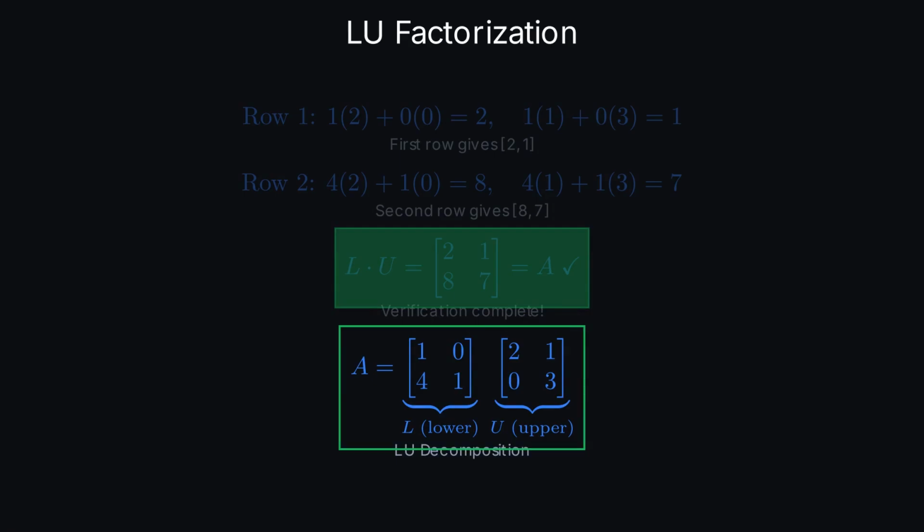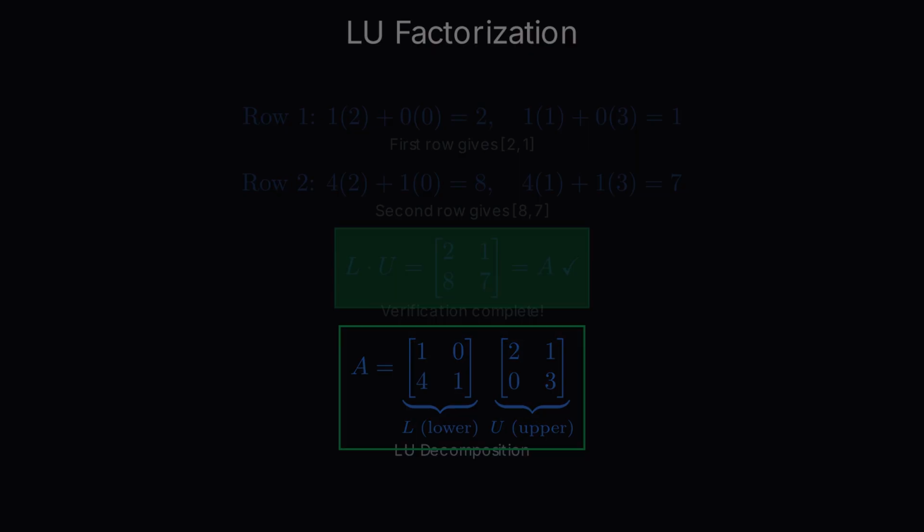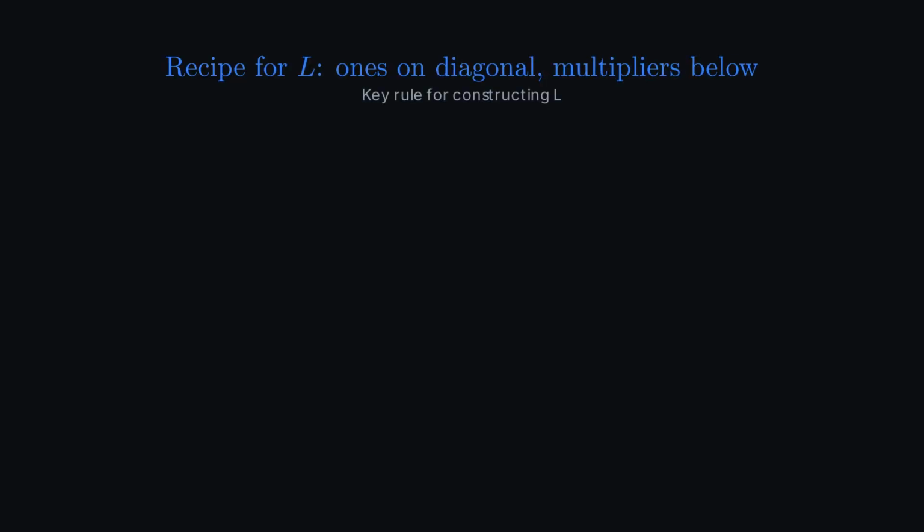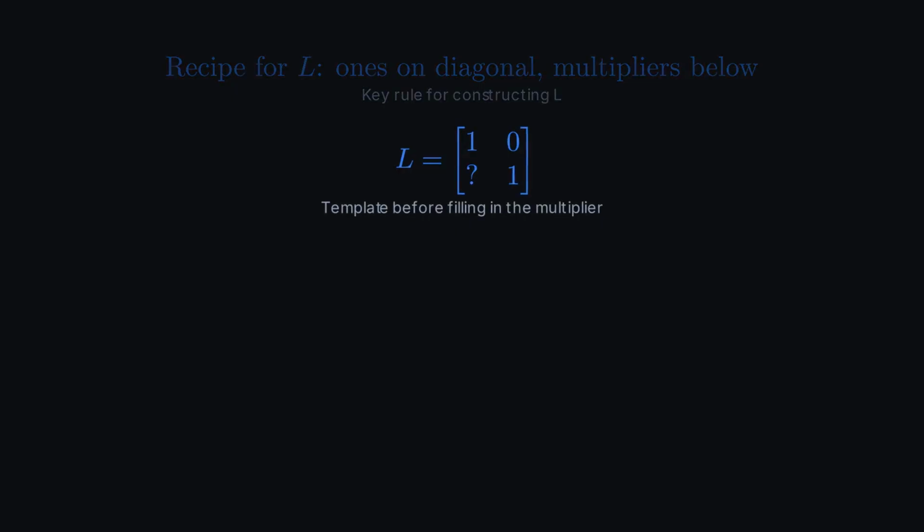L is lower triangular with ones on the diagonal and the multipliers below. U is upper triangular with the pivots on the diagonal. This is the LU decomposition. Here's the recipe. To build L, take the multipliers from elimination and place them below the diagonal. Put ones on the diagonal.